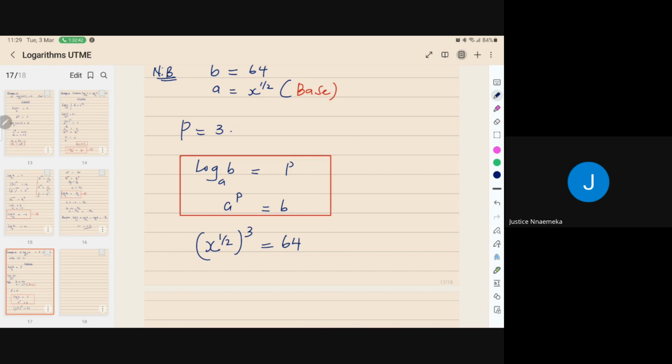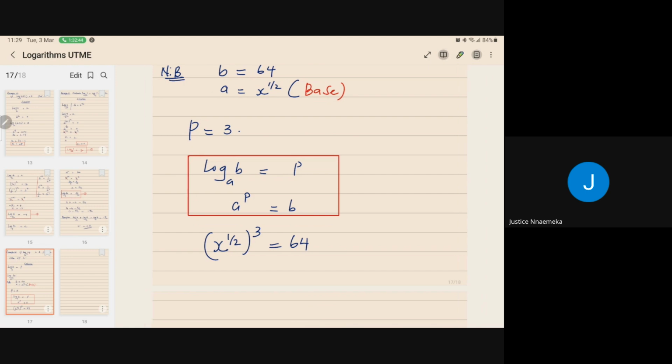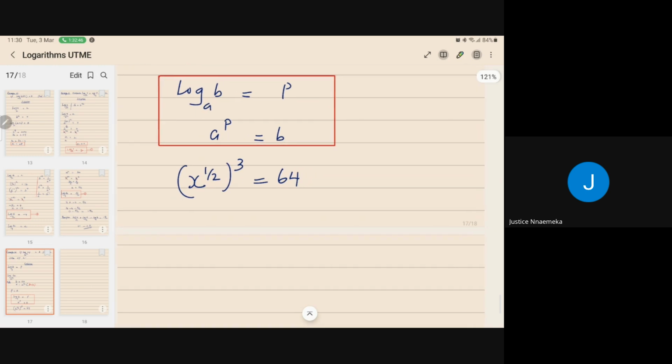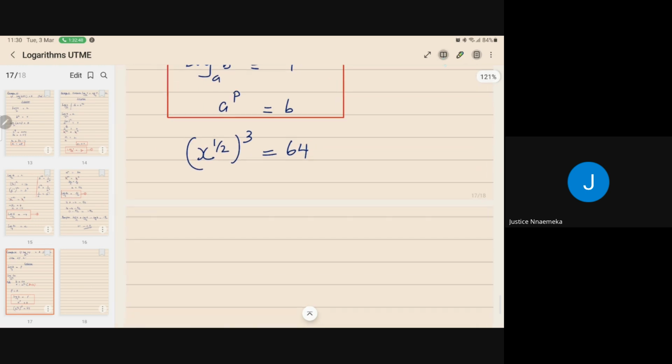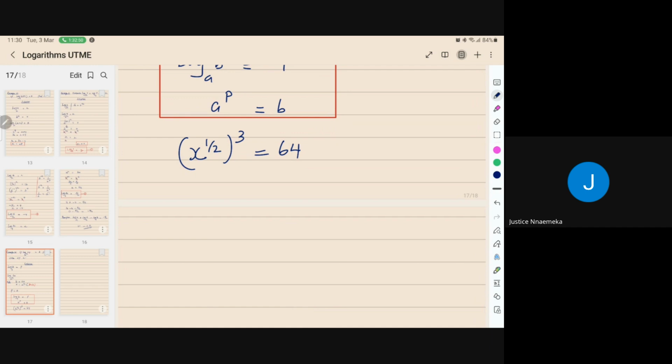Yeah, do you get what I did there? Give me a thumbs up if you just understood what I did there, applying the laws of our definition of logarithm, right? So that said, we could open up our brackets from your indices, expansion of brackets. So it means x product power law 3 over 2 is equal to 64, right?